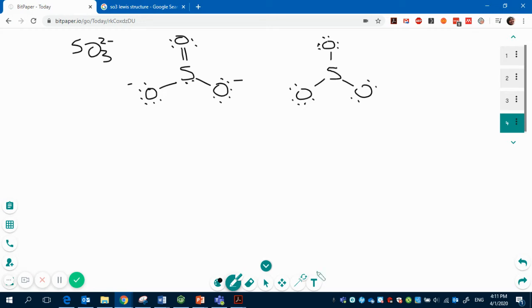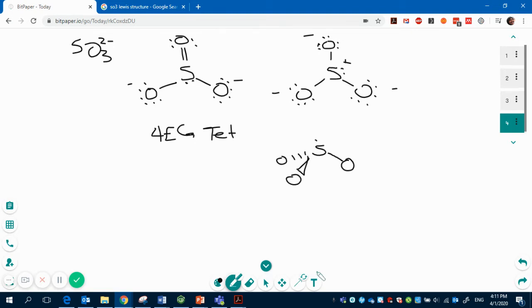These are the Lewis diagrams still, right? In this case, each of the oxygens is negative and the sulfur is plus 1. So there are 4 electron groups, which makes it tetrahedral. But the molecular geometry is going to be trigonal pyramidal, a bit like NH3 or PH3.